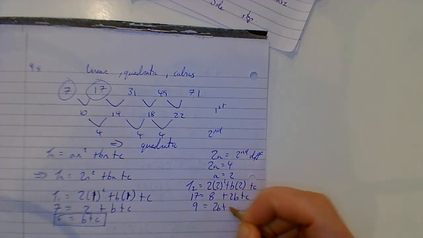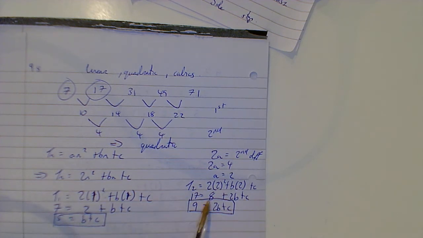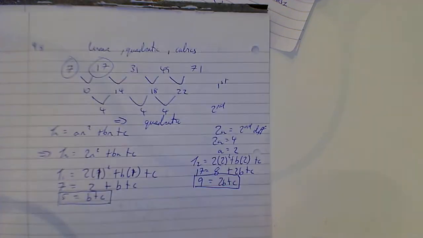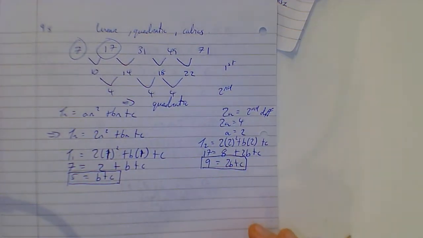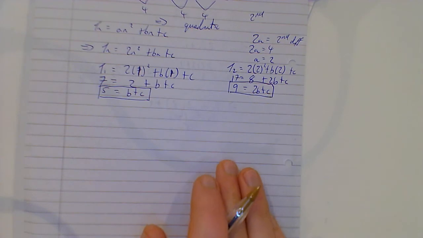So that's 2b plus c equals 9. Now, at this point, it's a simultaneous equation. You've got to be able to work these out. You can find the answer for b and c. That's really straightforward, and it's explained on page 355. Everybody can do a simultaneous equation at this stage. If you can't, I'm worried.